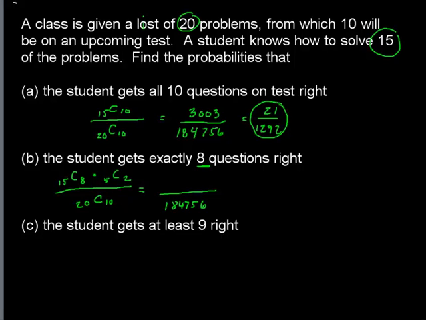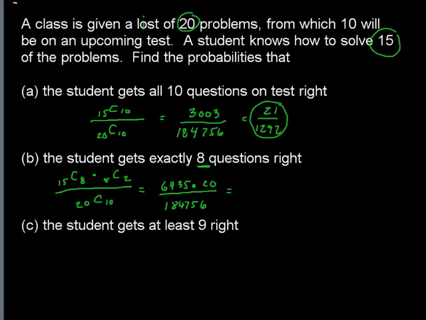So I have 15 choose 8, which is 6,435, times 5 choose 2, which is 20. So multiply those together, 6,435 times 20. Divide it by the 184,756, and you should get your answer of, let's see here.